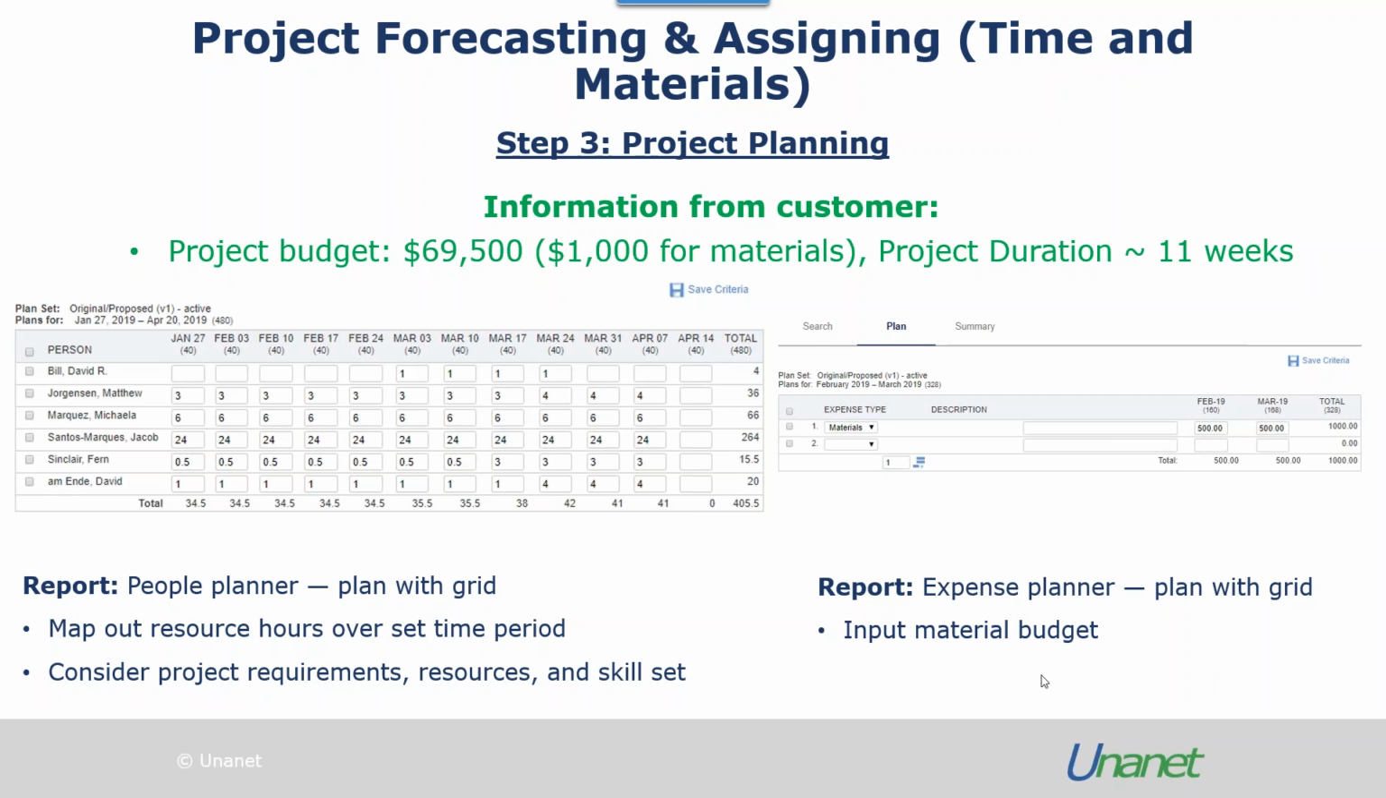Then with respect to the expenses, so we estimated $1,000 for the materials, and based on the project needs, I know we're probably going to have a constant burn rate throughout as opposed to heavy expenditures up front. So I've just decided to split the money evenly across the 2 months.